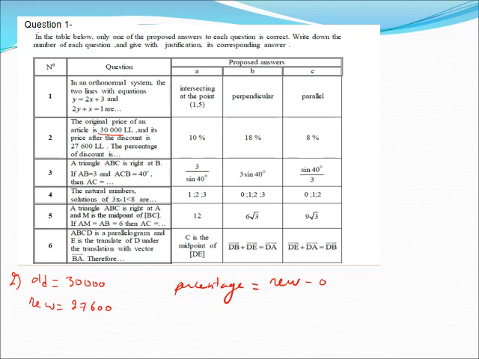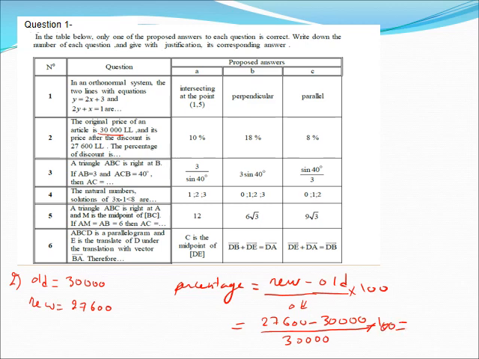New minus old over old times 100 equal 27,600 minus 30,000 over 30,000 times 100 equal 8%. So the answer is 8%, which is C.